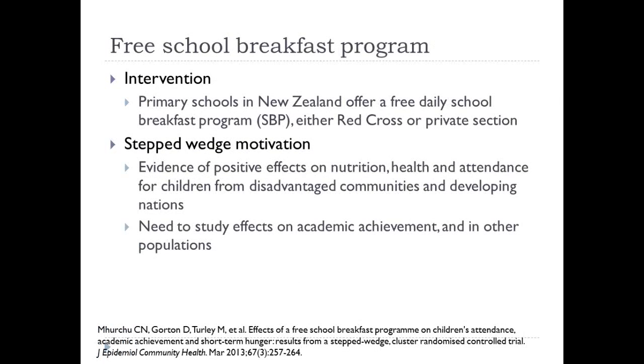Okay. All right, so the next example was a cohort design, that is design B. In this study, they examined the effects of a free school breakfast program. The intervention involved primary schools in New Zealand that would offer a free daily school breakfast program, either based on the Red Cross or the private sector. Both the Red Cross and the private sector had these programs that they were looking to implement in schools.